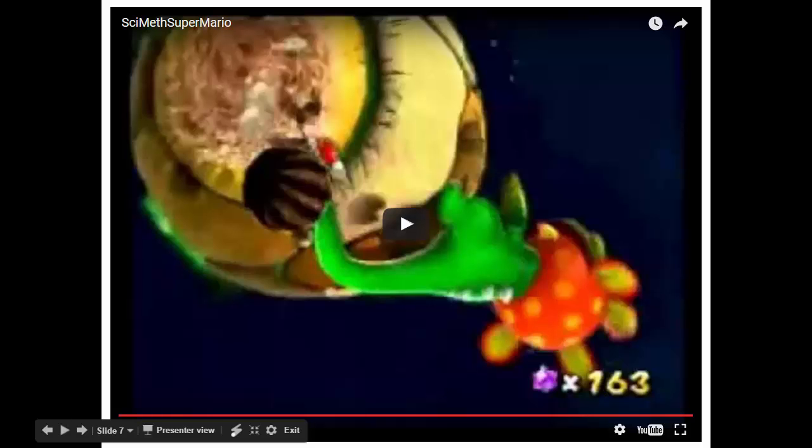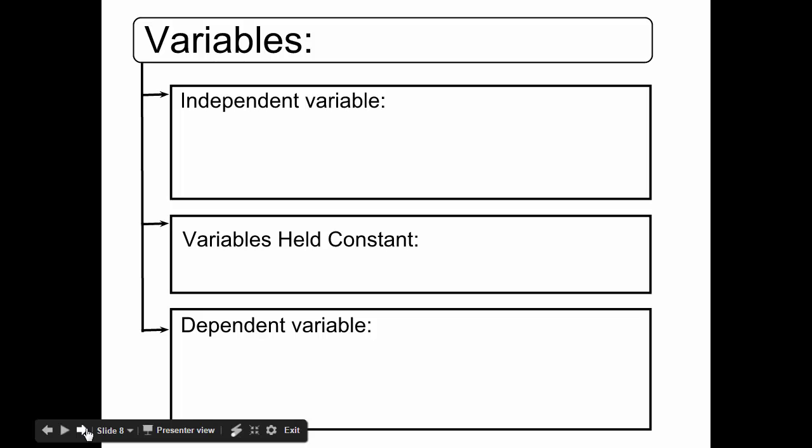So, yes, we use the scientific method all the time. Playing video games, baking things, playing sports. All right, so let's talk a little bit further about the scientific method. Please take out your notepad. We're going to do a few more things.